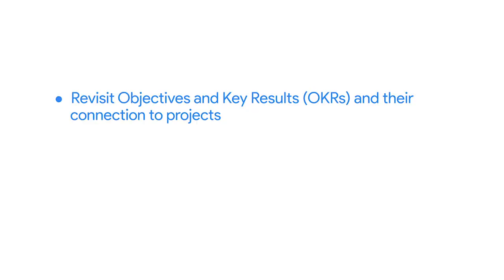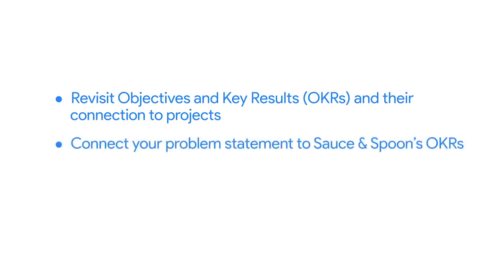Welcome back. In the last video, you practiced communicating project problems by writing a brief summary of an issue affecting Sauce and Spoon's tablet pilot. In this video, we'll revisit a concept from a previous course on objectives and key results, or OKRs, and their connection to projects. Then, in the upcoming activity, you'll connect your problem statement to Sauce and Spoon's OKRs. The ability to identify a project problem's impact on your organization's OKRs will help you determine and communicate the appropriate level of risk and urgency of the problem.